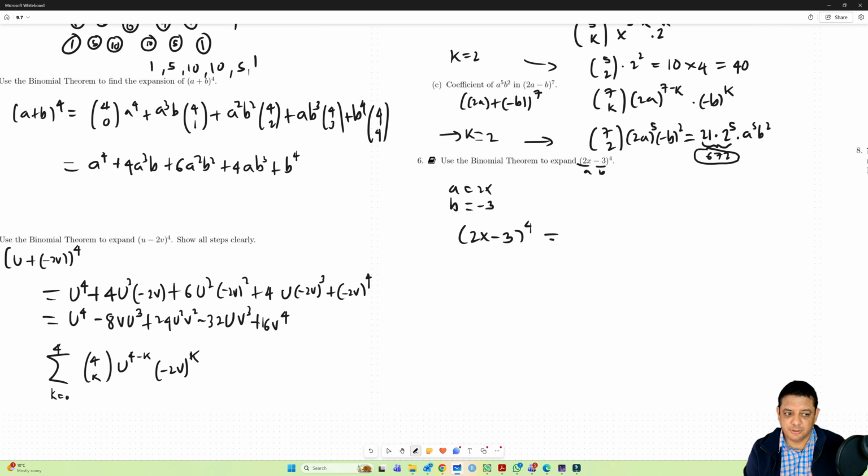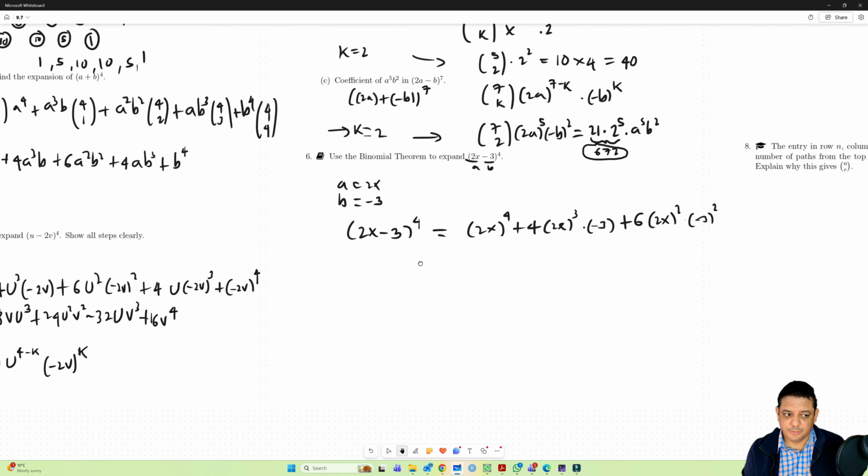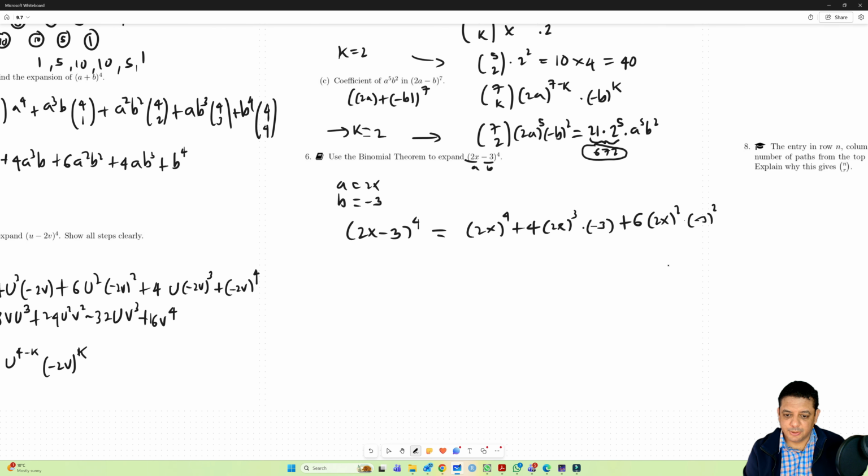Applying this expansion, this is going to be (2x) to the 4, plus 4 times (2x) cubed times b, which is minus 3, plus 6 times (2x) squared times (−3) squared, and then plus 4 times 2x times (−3) cubed, plus (−3) to the 4th. Okay, now we break all that apart.